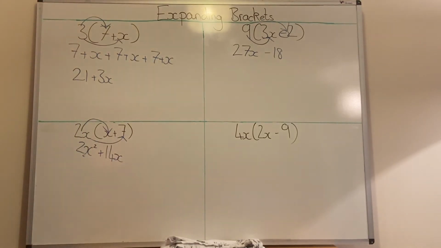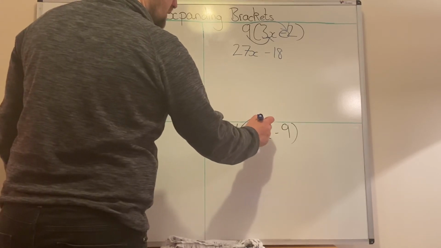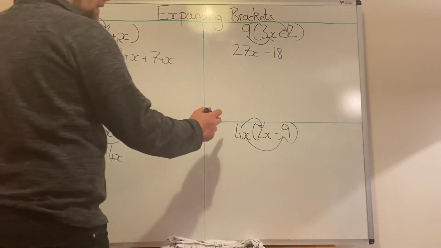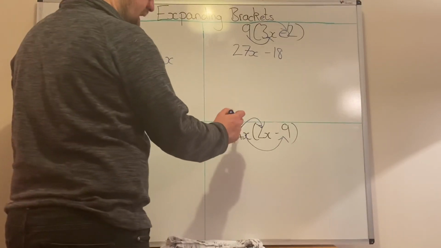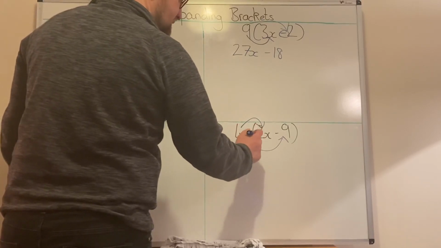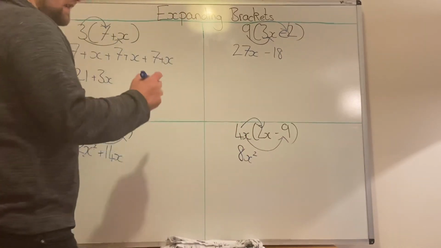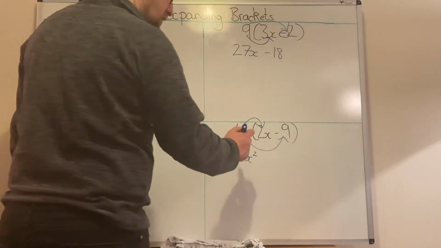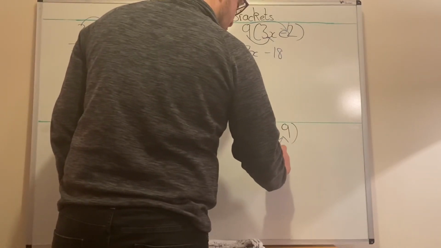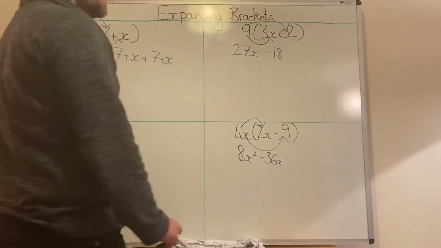Okay, last one. We've got 4x times 2x and we've got 4x times minus 9. Now what we're going to do here is numbers by numbers for this first part and letters by letters. So we've got 4 times 2, which is 8, and x times x is x squared. It's not 6x squared, it's not 6x, it's 8x squared. 4x times 9 is 36x. 4x times minus 9 is minus 36x.